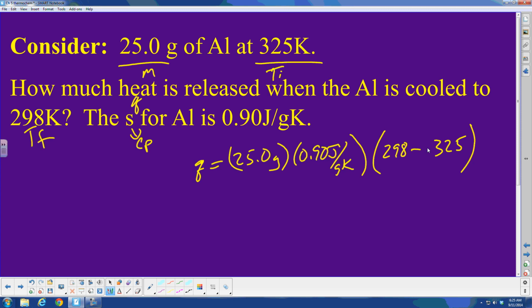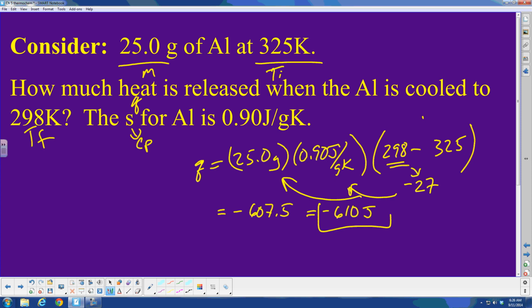I'm going to start over here with my temps. 298 minus 325, and out of that I get a negative 27. Notice what's happened to my sig figs. I've gone from 3 sig figs to 2 sig figs. So now let's put this into my equation and multiply it by these two things. Times 0.9 times 25, and it looks to me like I get a negative 607.5. How many sig figs? 2. So that would be a negative 610 joules.